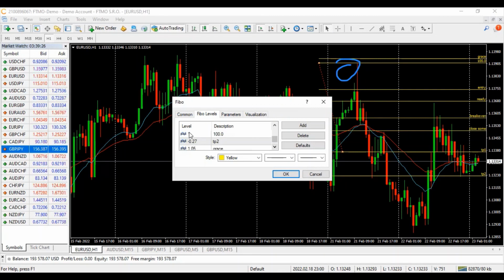Then the 100 is number one. Then I have TP2, which is when there's a big trend. My TP2 is minus 0.27. Then there's 1.05. TP1 is 0. So these are the settings. You can go over the video again to check the settings and to set it.